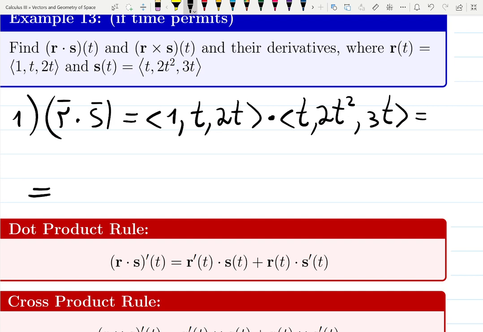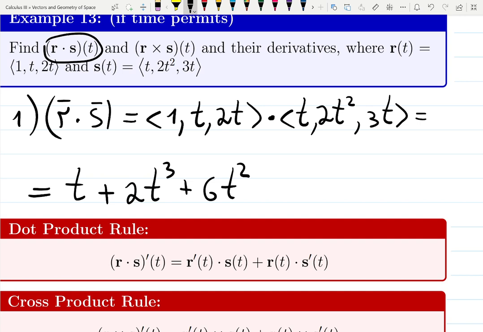So the derivative of the first term. No, we don't do the derivative yet. We're just multiplying. Yeah. So step 1, we just want to find the product first, and then we're going to take the derivative later. So what is the dot product? 1 times t is t. t times 2t squared, 2t cubed, plus 6t squared.